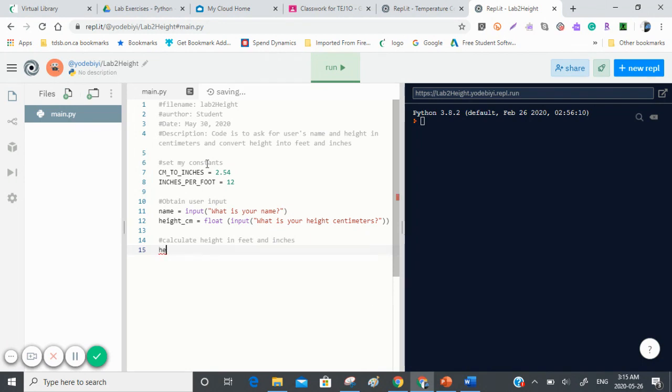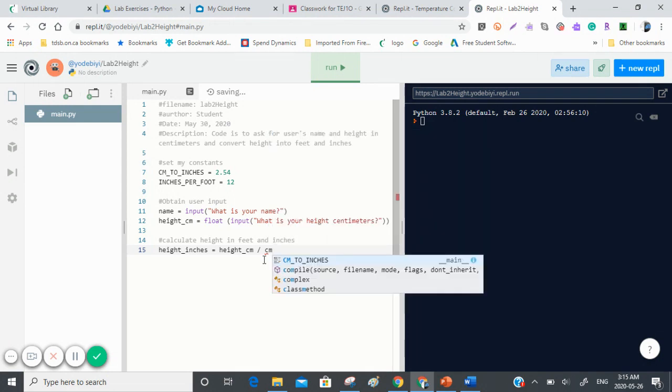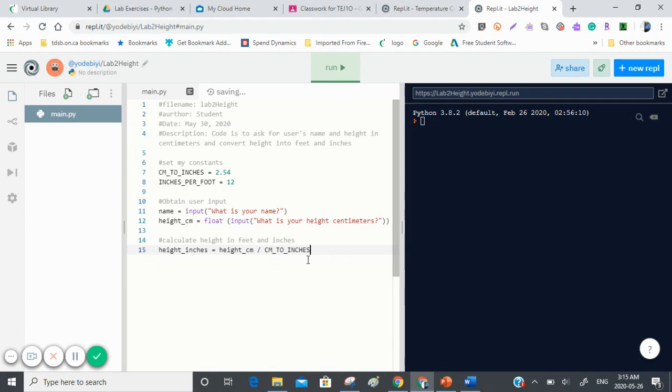This is my first variable, height_inches equals. Now I'm going to type in height in centimeters. So you know what happens? It pops up. I don't even have to type the whole thing. I just click on what I want. Height in centimeters. Now divided by, I need to divide it by centimeters to inches. Now it shows up, so I just click on it, enter.